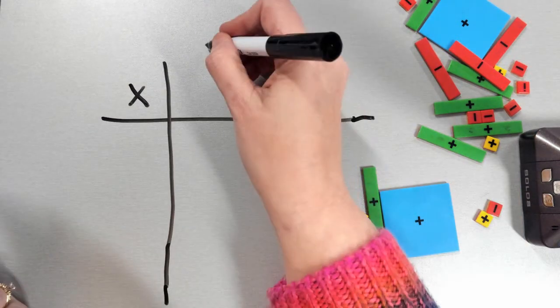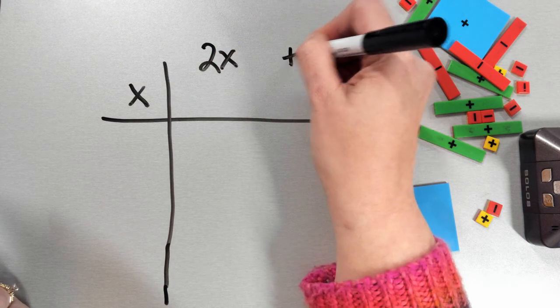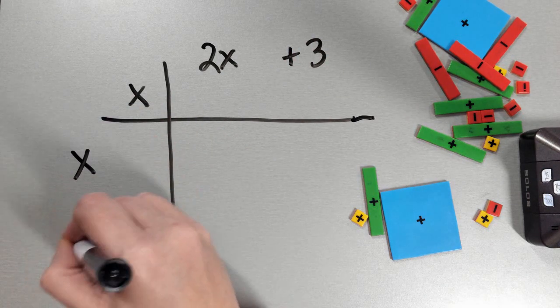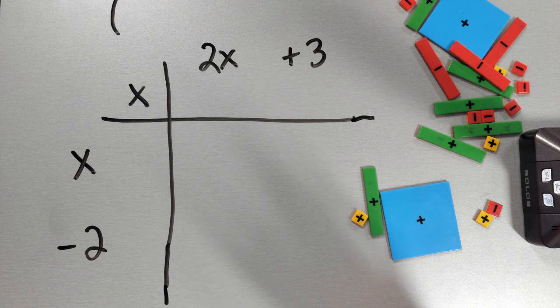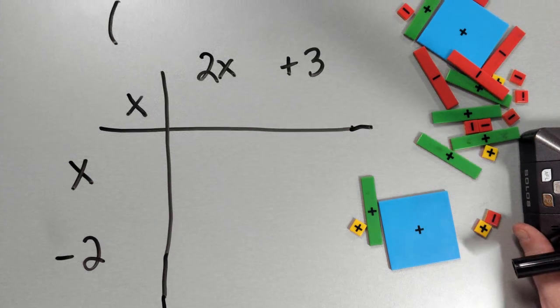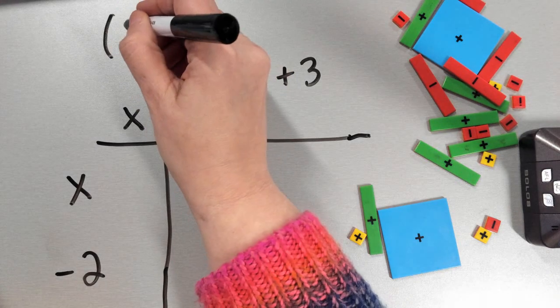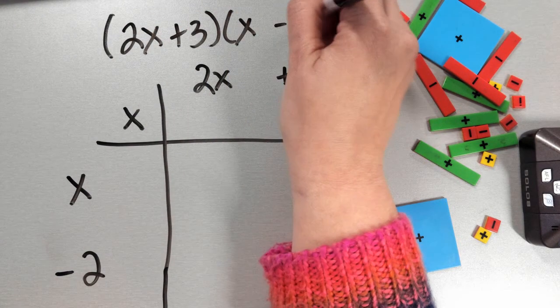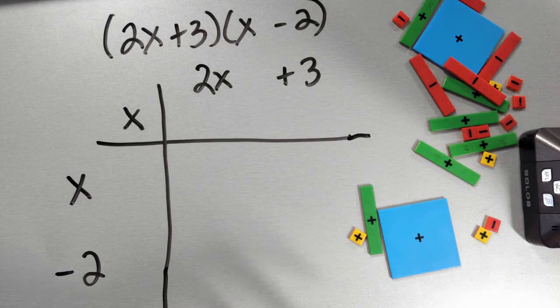So the first one we have is 2x plus 3 times x minus 2. So the expression looks like this. It looks like 2x plus 3 times x minus 2. That's what it looks like. Okay, and we're going to model this with tiles.